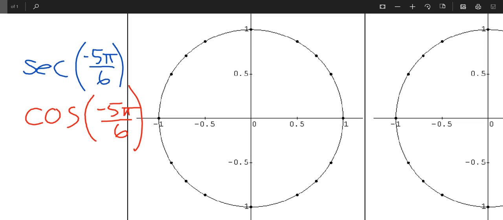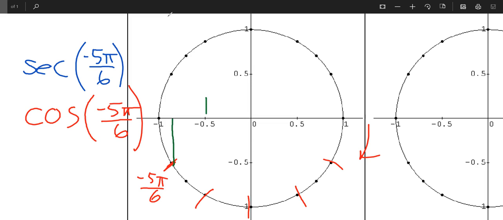So, where's negative 5 pi over 6? Which quadrant is it in? Quadrant 2? No. Quadrant 3. Here's negative 5. You've got to go in the negative direction, right? So negative 1, negative 2, negative 3, negative 4, negative 5. So there's negative 5 pi over 6. Okay? We need what? X value, Y value, or slope? We need an X value, right?